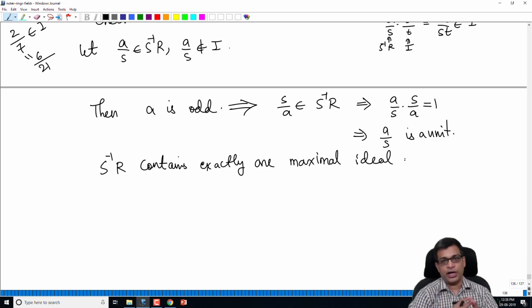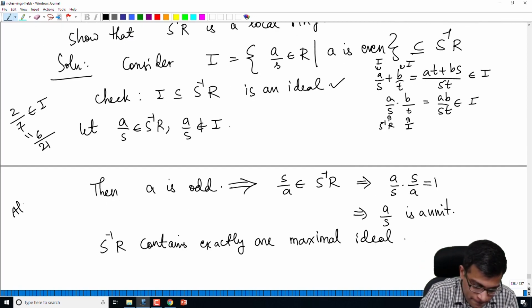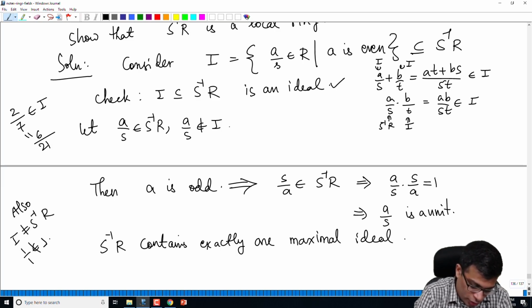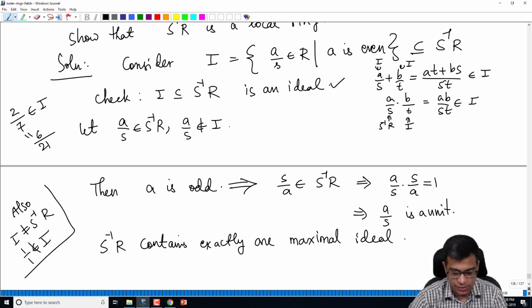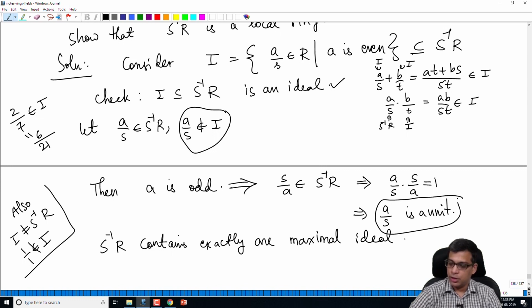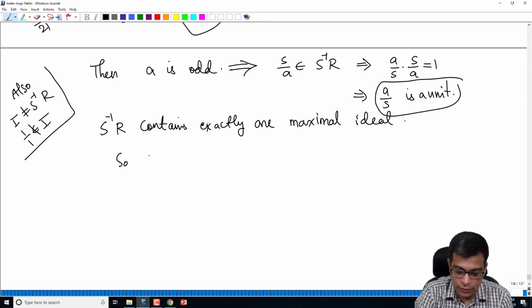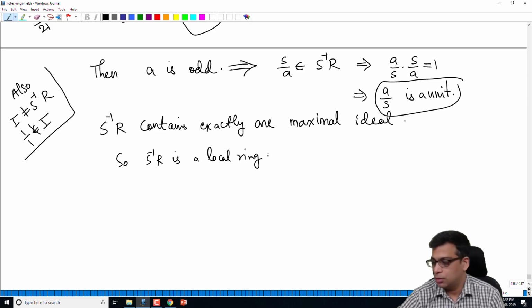Right, because we have found an ideal I, and also it's not equal to R, I should say. Also, I is not S inverse R, because for example 1 by 1 is not in I. It is a proper ideal with the property that everything outside it, if you take A by S that's not in it, it is a unit. And by the problem that we just did, if you have a ring and a proper ideal in that ring such that everything outside it is a unit, that proper ideal is the only maximal ideal of that ring. So S inverse R is a local ring. So this is an example of a local ring.